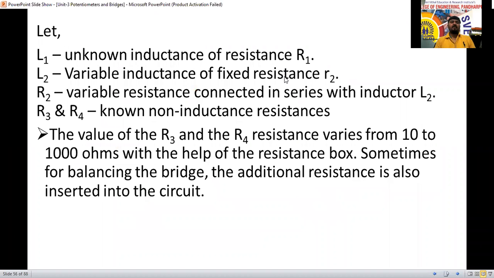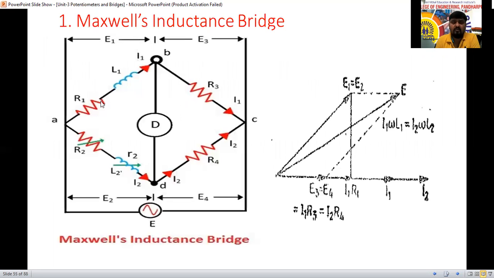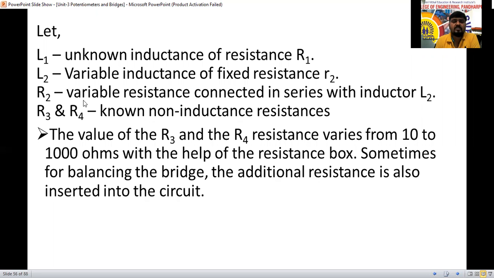See here. First I'll tell that L1 is nothing but the unknown inductance of that resistance R1. This part is unknown. Yesterday only I have told already this one. L2 is variable inductance of fixed resistance R2. R2 is variable resistance connected in series with inductor L2, and R3 and R4 are the known non-inductive resistances. The value of R3 and R4 resistance varies from 10 ohms to 1000 ohms with the help of rheostat box here.